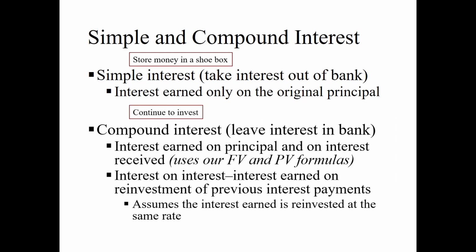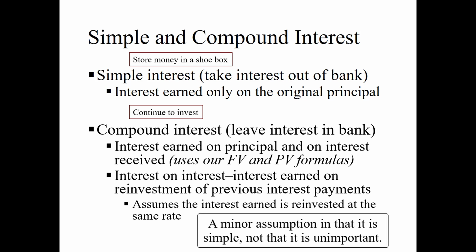For compound interest, we assume that you're going to leave the interest that you've earned in the bank. You're going to leave your earnings in the investment so you can continue to invest that money with compound interest. You're going to earn interest on your principal and also interest on your interest. And for that, we're going to use our future value and present value formulas. Again, our interest on the interest is interest earned on reinvestment of previous payments. One minor assumption is that the interest earned is reinvested at the same rate.